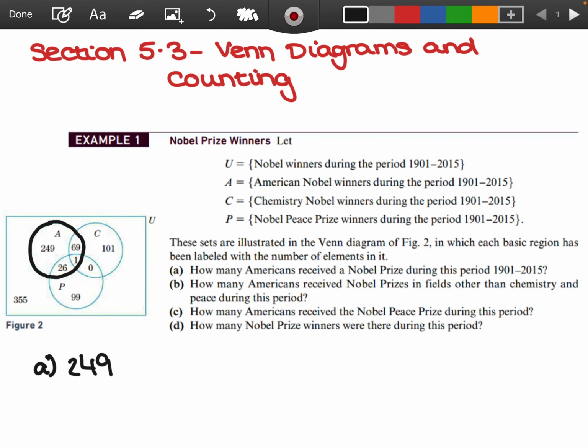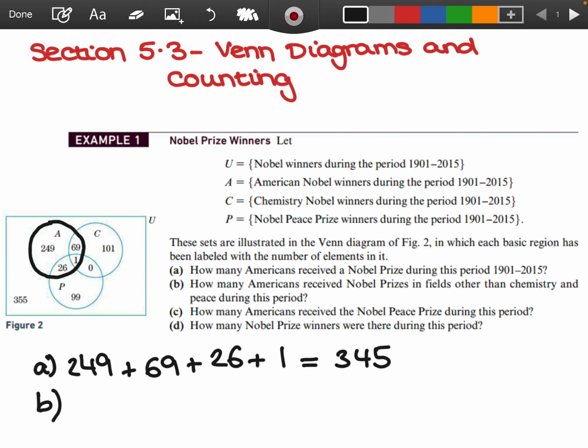So it would be 249, that's just the number of Americans that won a Nobel Prize, but it was not chemistry and it wasn't a peace prize. Okay, then there are the 69 people that were American and won a chemistry Nobel Prize, but not the Peace Prize. And there were the 26 that won the Peace Prize, but not chemistry. And then there was the one that was American and actually won both of them. And if you add all of those together, you should find that you get 345.